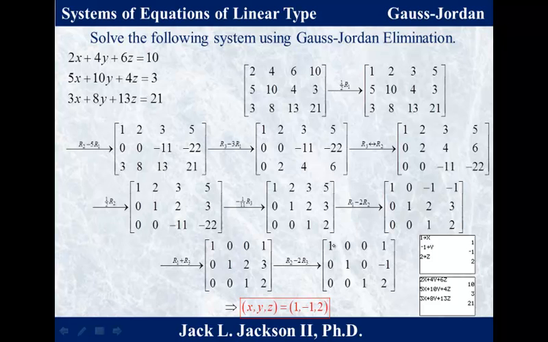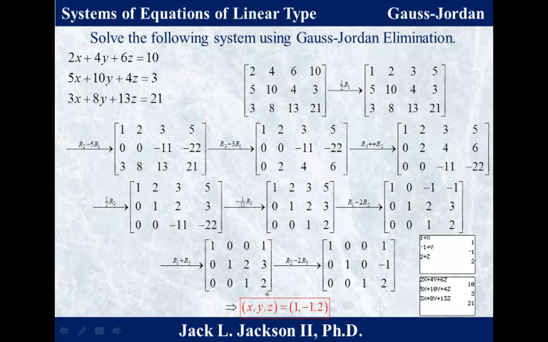And now we have just what we want here: 1s down the diagonal, lower triangle 0, upper triangle 0. So now we just have x is 1, y is negative 1, z is 2. So our answer is x, y, z equals 1, negative 1, 2. And I did a calculator check here, but you can certainly check them by hand.